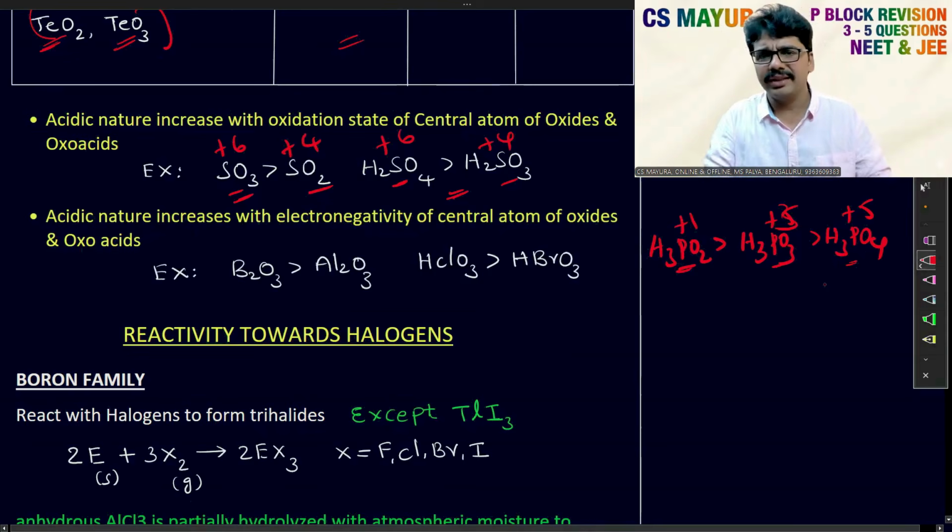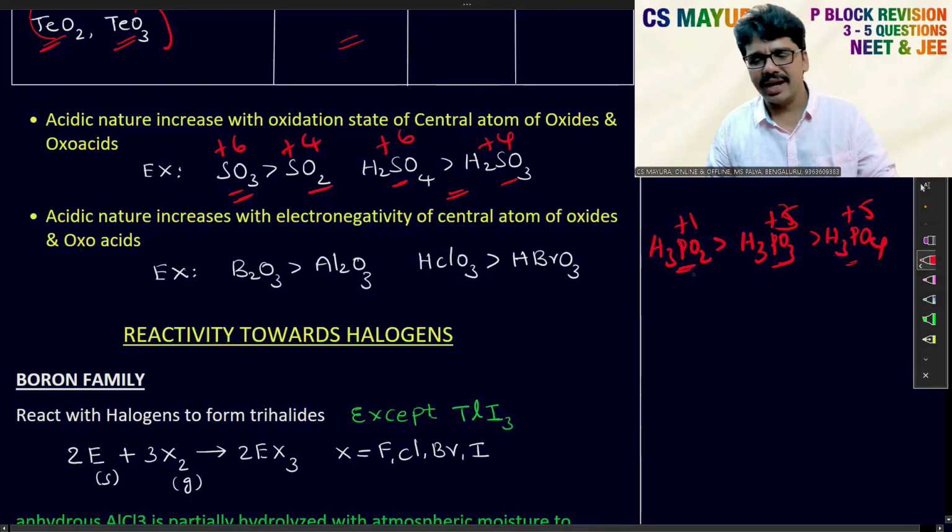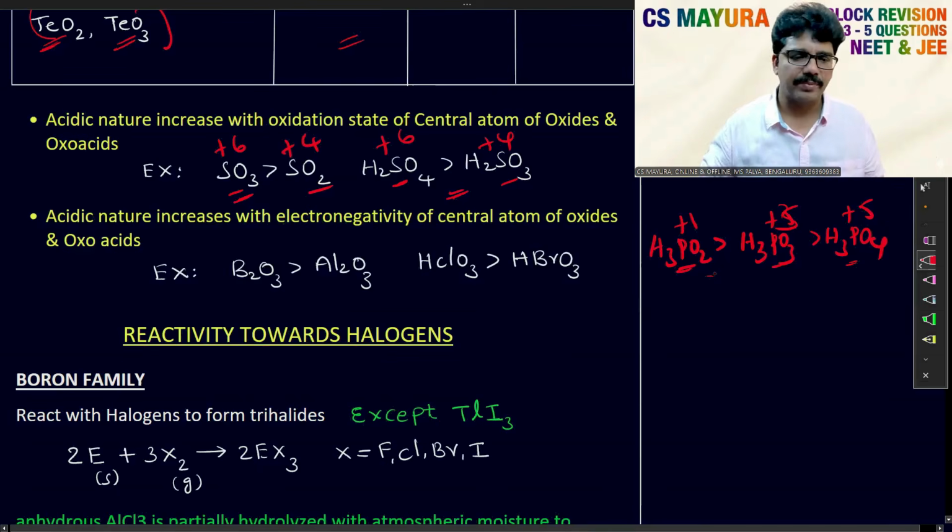That's why I'm not explaining. It is based on the number of hydrogens attached to the phosphorus or number of oxygens attached to the phosphorus. So for other oxoacids there is no exception, only in the phosphorus oxoacids.